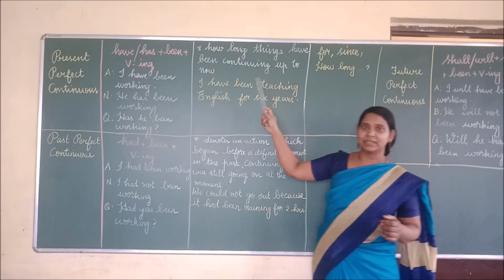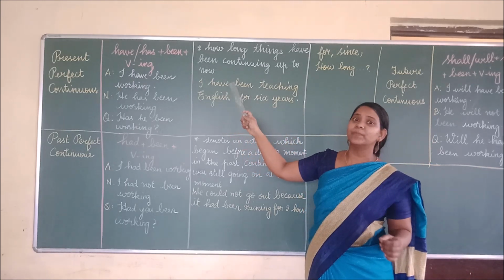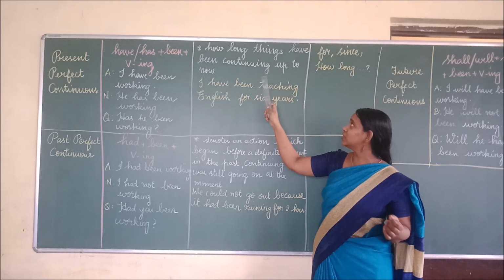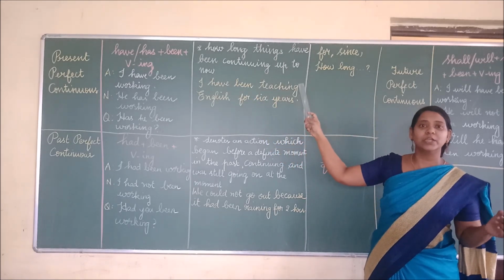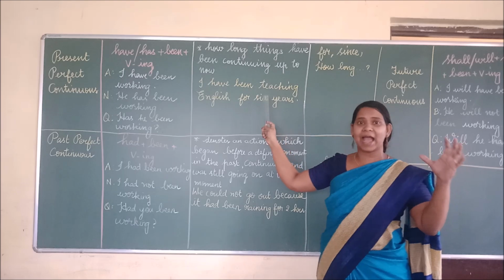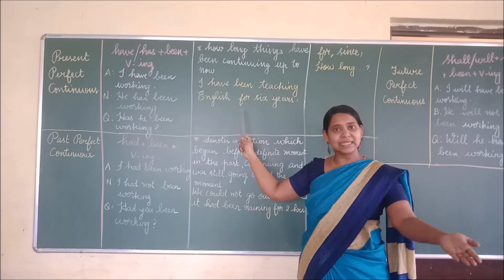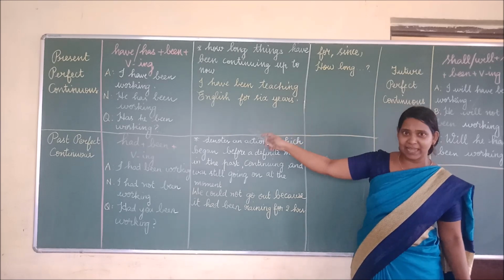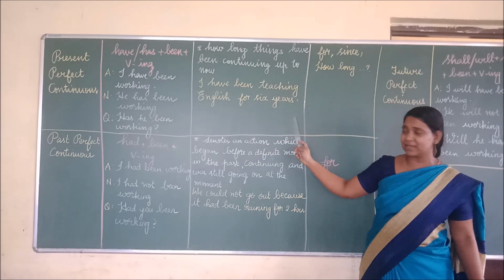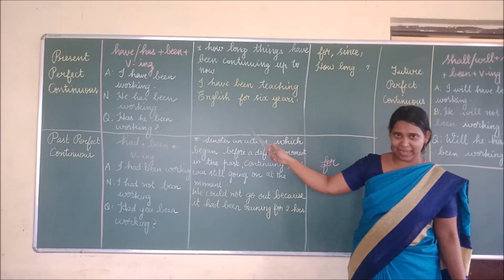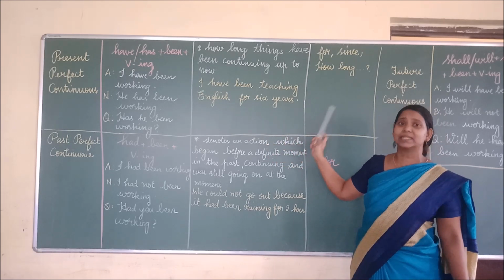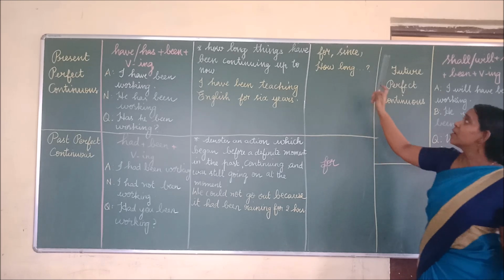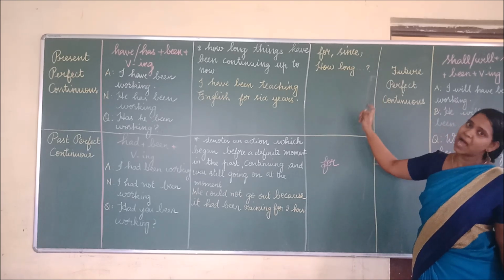Present perfect continuous tense is used to denote how long things have been continuing up to now, to denote how long an action has been happening till now. Example, I have been teaching English for 6 years. Keywords for this tense: for, since, how long.